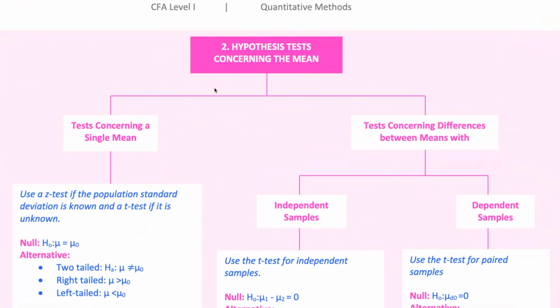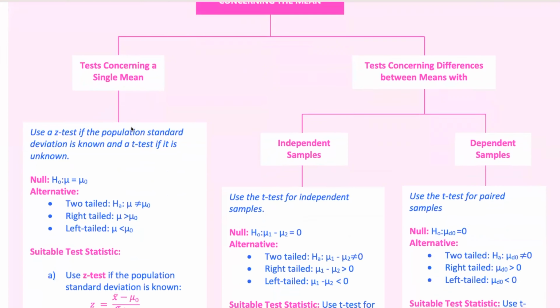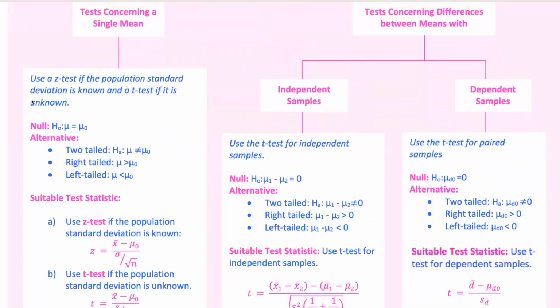Now, let's cover some fundamental aspects of hypothesis testing, like testing a single mean, comparing differences between means with independent samples, and comparing differences between means with dependent samples. First up, let's talk about testing a single mean. This is used when we want to determine if the mean of a population equals a specific value.